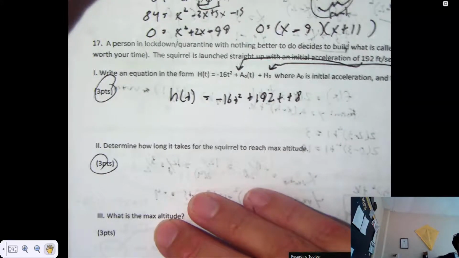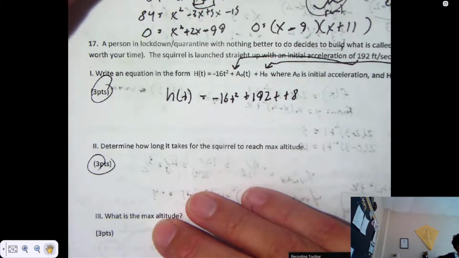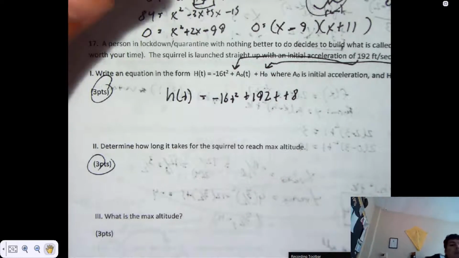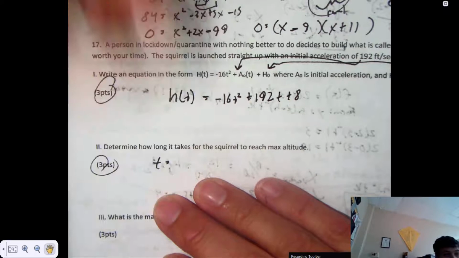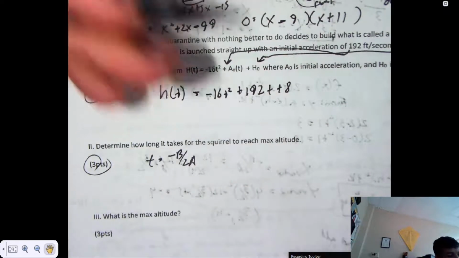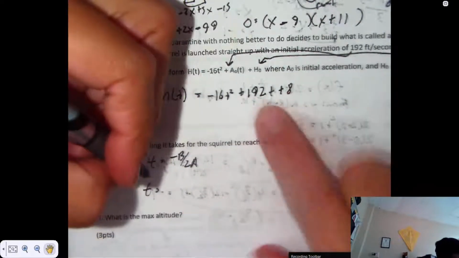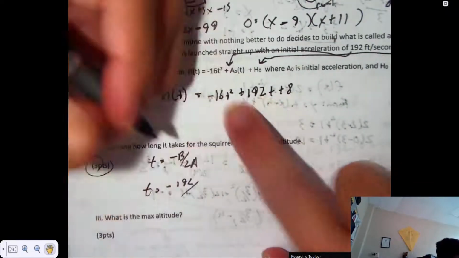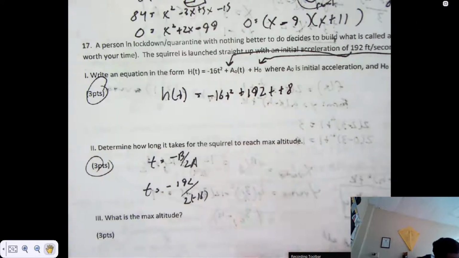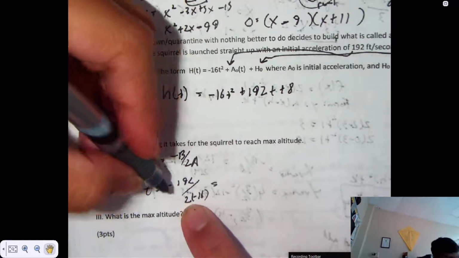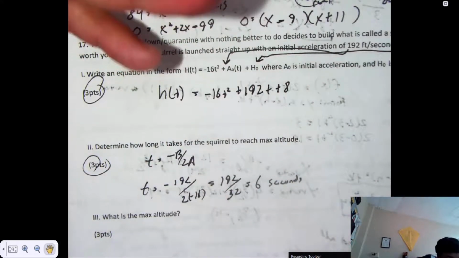Determine how long it takes for the squirrel to reach maximum altitude. So that happens at this little special guy. In this case, it's time, but time is opposite b over twice a. And you better know your ABCs. So a negative 192 over twice a negative 16. Well, that's going to be positive, it's a negative over negative. It's 192 over 32, and that is 6. It takes 6 seconds of flight for that squirrel to reach its max altitude.